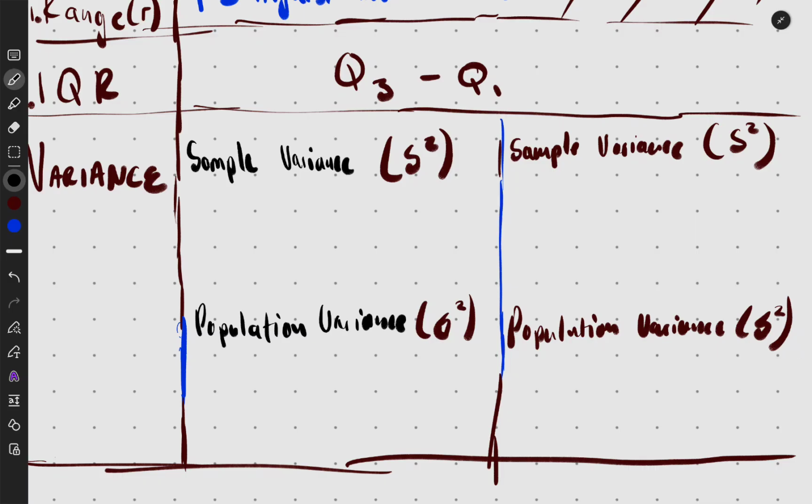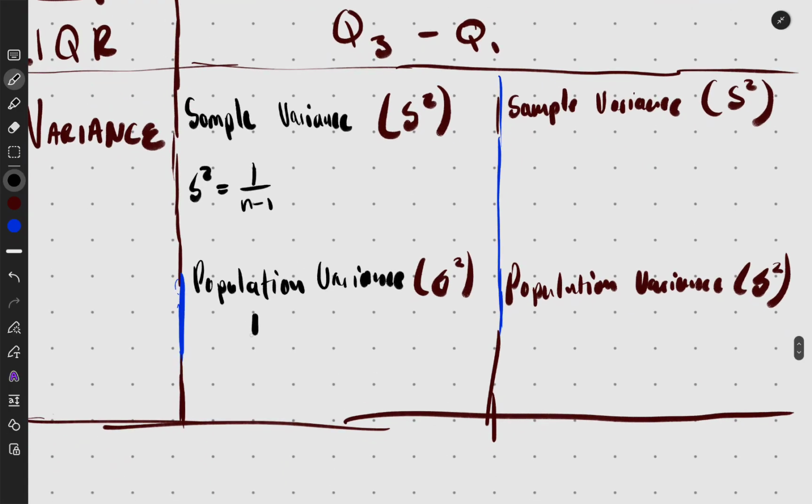Now, what you must just know is that for variance, for sample, you use n minus 1 on the outside only. Then for population, you use n. That is only for the outside one. You must know that. So for sample, it is 1 over n minus 1. Remember, 1 over n minus 1. Then for sigma squared, it is 1 over capital N.